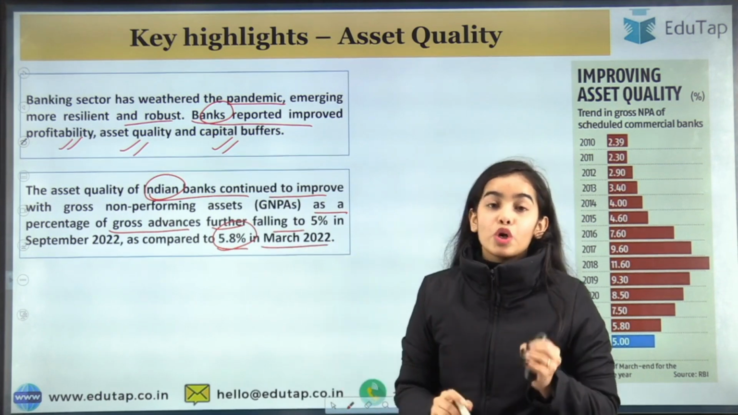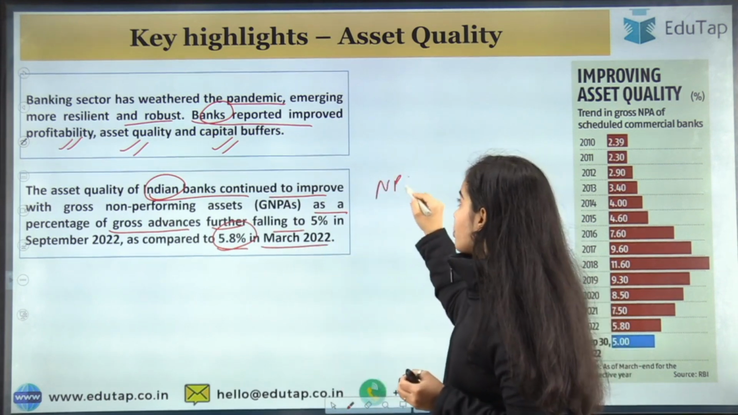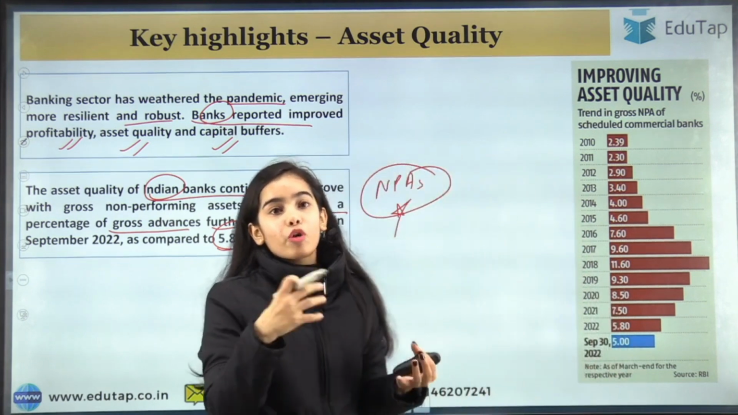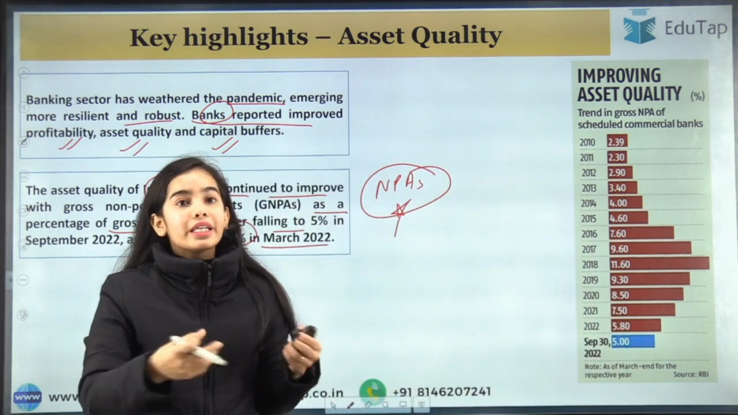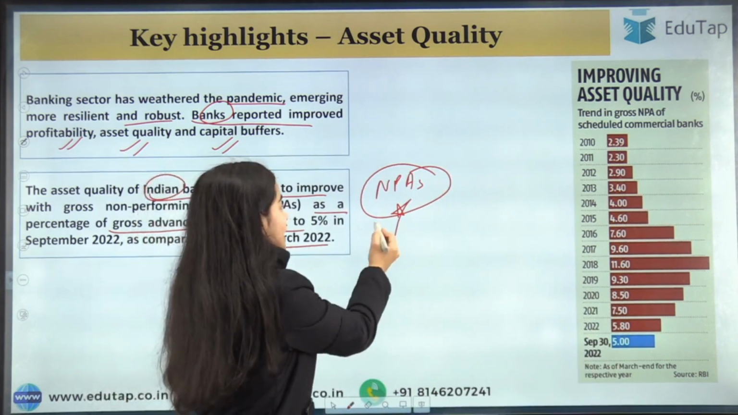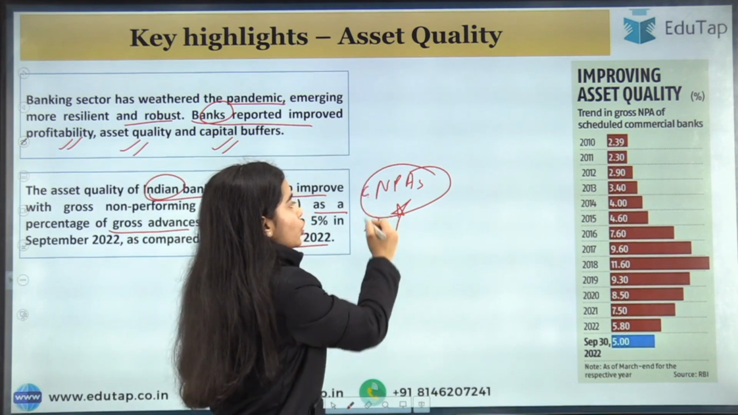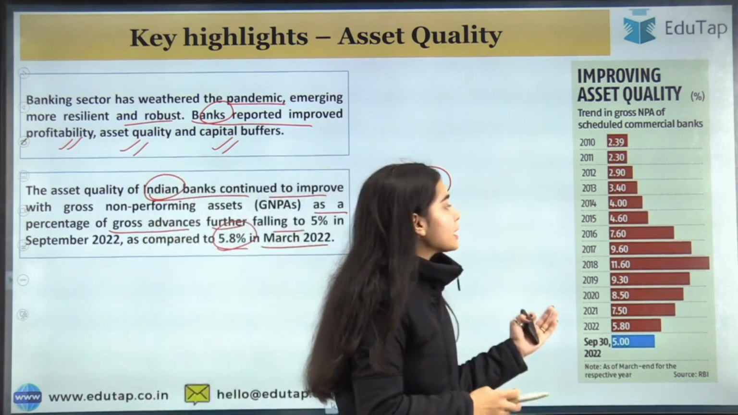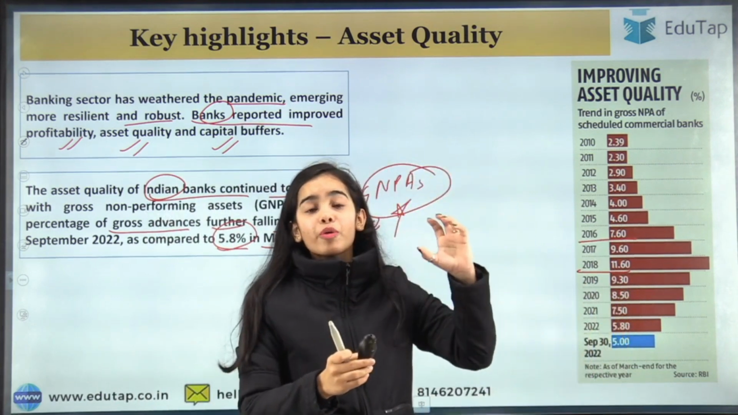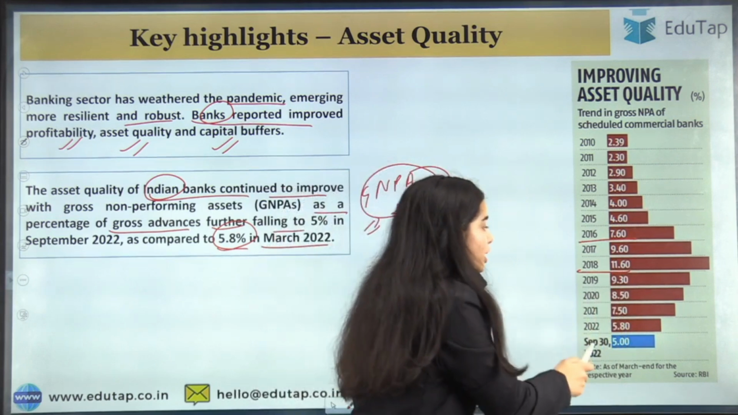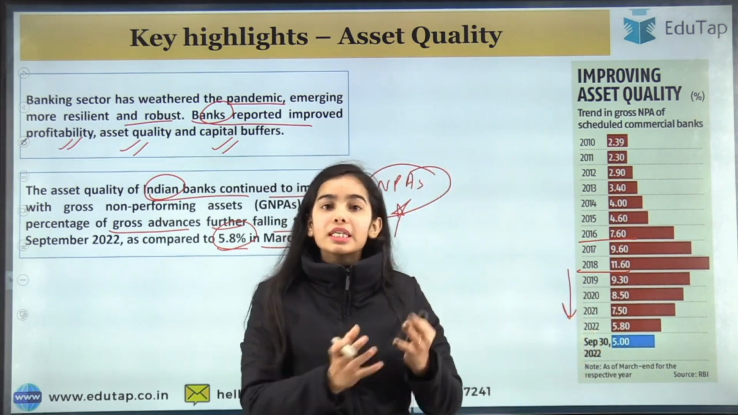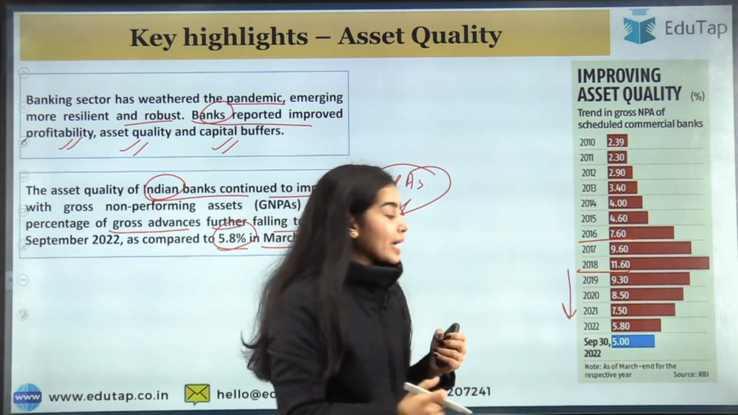5.8% in March 2022. So the gross non-performing assets, that is the assets that are not performing for the banks now, that is, the interest income is not coming on these kinds of assets. So what is happening is that the gross non-performing assets are decreasing. Here you can see the data: in 2017-18, the gross non-performing assets were quite high, and from there onwards there is a decrease in the gross non-performing assets. So the asset quality is improving for the banking sector.